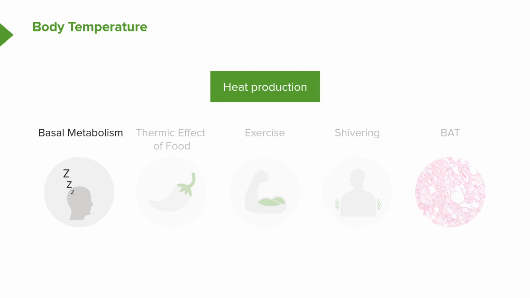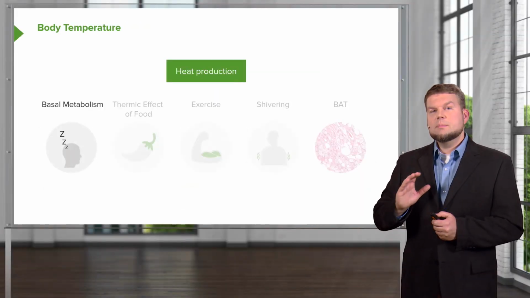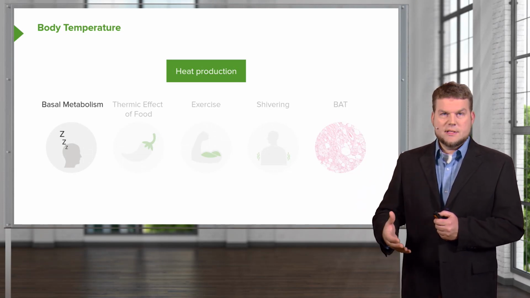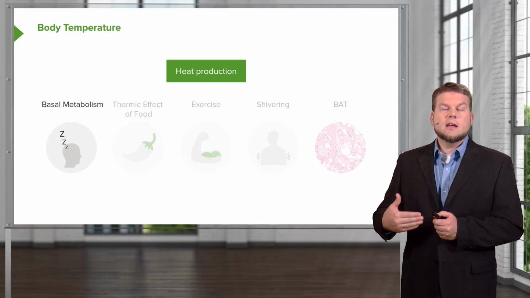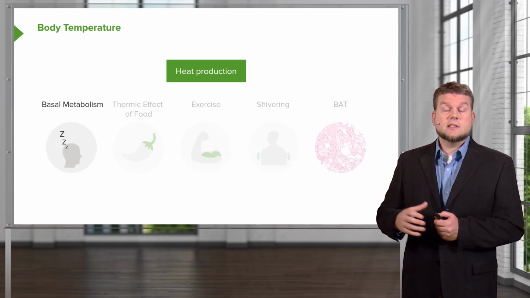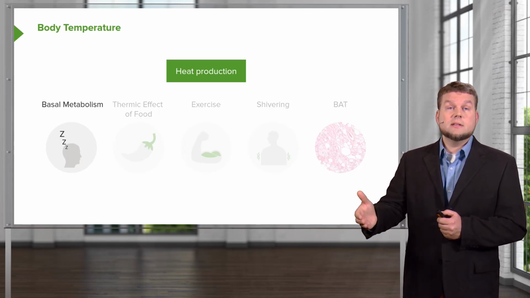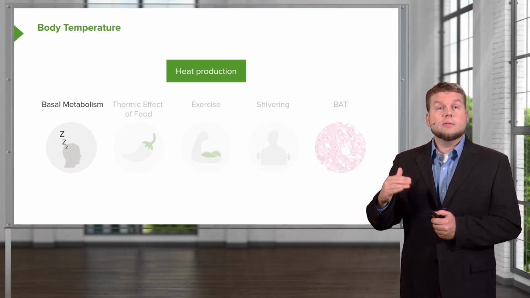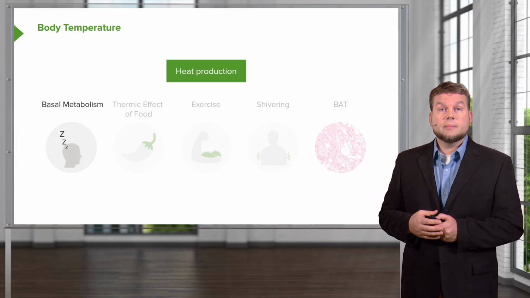So there are 5 main ways to have heat production. The most important, that encompasses the most kilocalories burnt per day, is basal metabolic rate or basal metabolism. This involves just simply not doing anything, just being alive. You're burning kilocalories. And this is an important process of your metabolism. This can, of course, change with different conditions, such as if you have a high amount of thyroid hormones, you have an increase in metabolism. If you have a low amount of thyroid hormones, you have a decrease in metabolism.